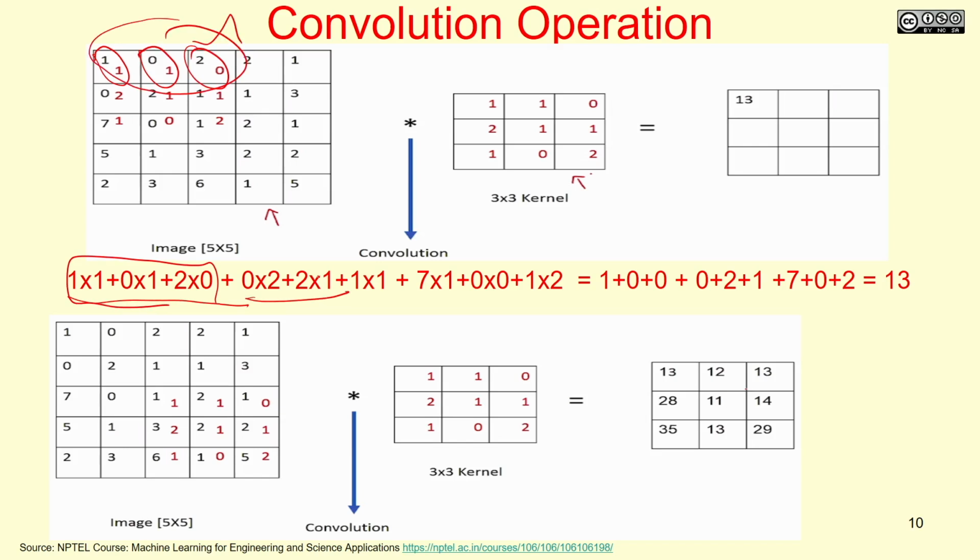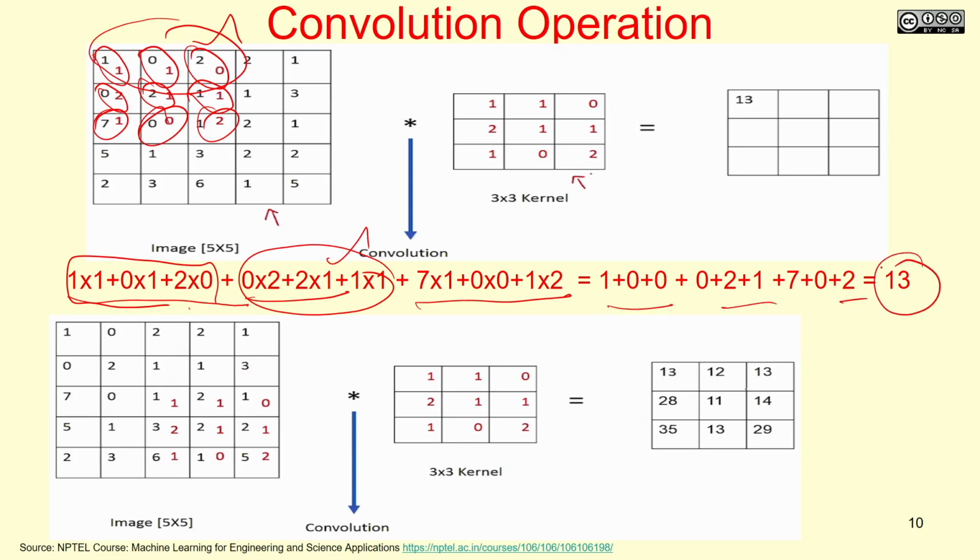Second, 0 multiplied by 2, 2 multiplied by 1 and 1 multiplied by 1, this is the second one, and 1 multiplied by 7, 0 multiplied by 0 and 1 multiplied by 2. Likewise, as you move the kernel over, the multiplication is carried out, and this sum of products is calculated and the value comes to 13, and this 13 is made available here. Now, this is the input for the first convolutional layer, and this is the output.